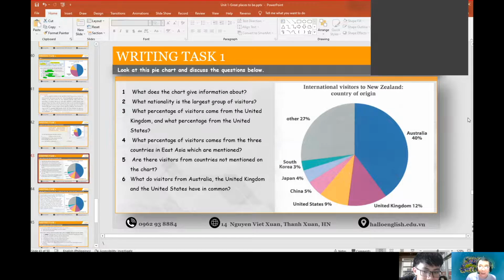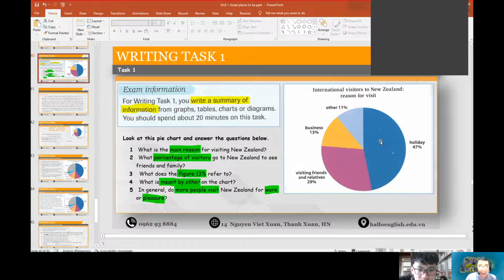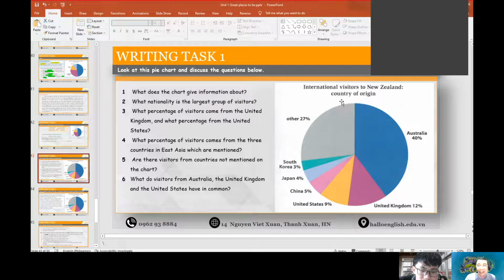Now this time, we were given a lot of guide questions in order to give the interpretation of this one. International visitors to New Zealand, and this time it's the country of origin. The last time, it's the reason for visit. And this time, we are going to know the country of origin of the visitors, so where they came from. So that is the data that we are going to interpret.